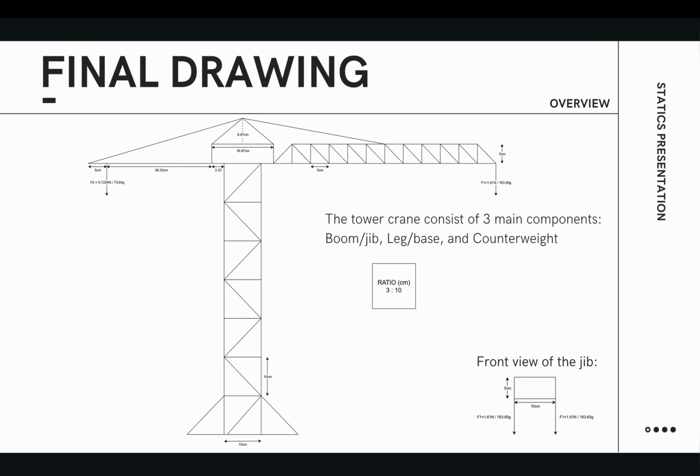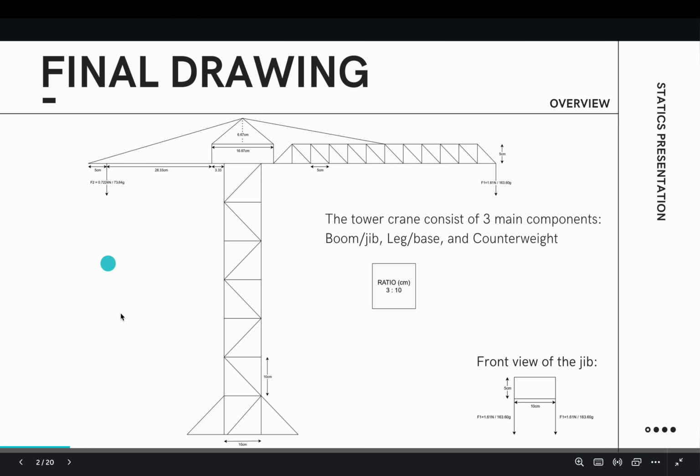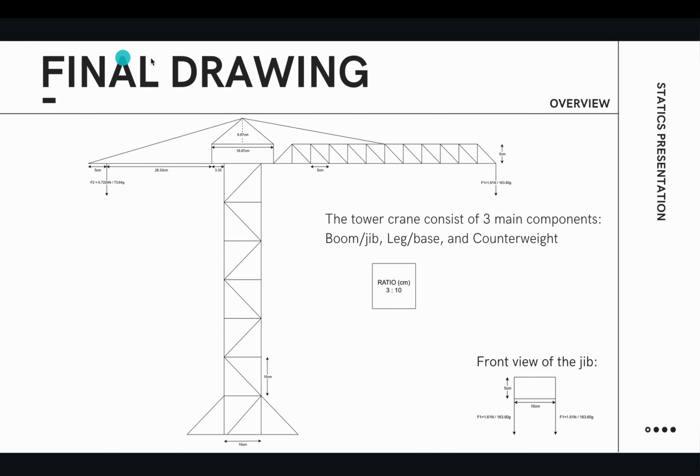The crane has a height of 82 cm, and the target for the maximum applied mass is 327 grams. We separate this crane into three components: the boom, the leg or the base, and the counterweight, including the triangle and the rectangle here. So there are two applied forces, F1 and F2. F1 is the applied mass, where we will put the mass, and the counterweight is F2.